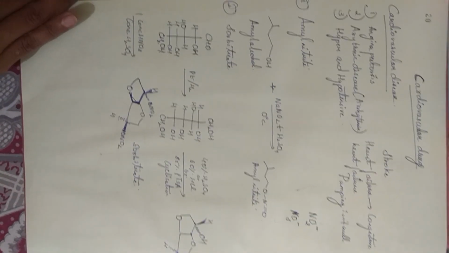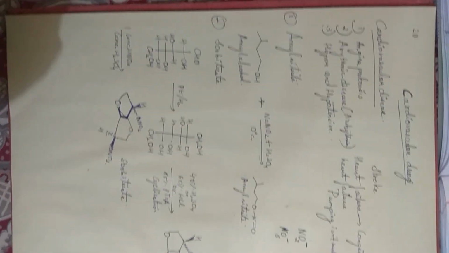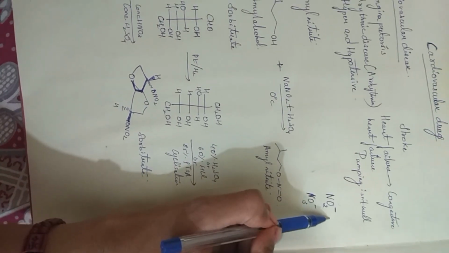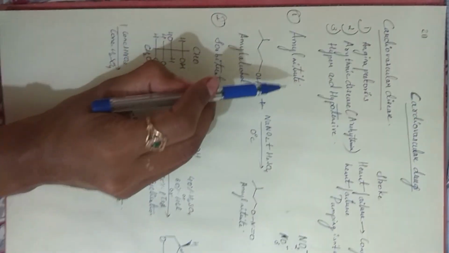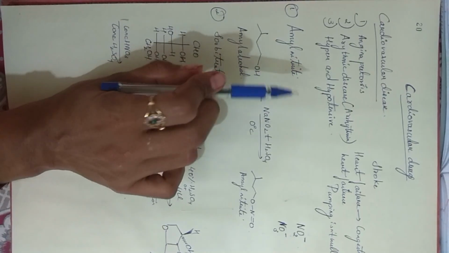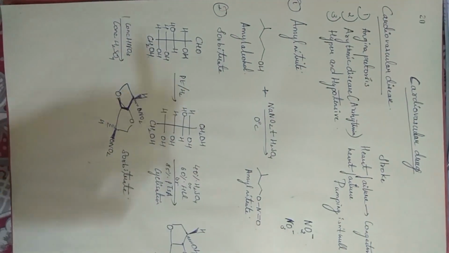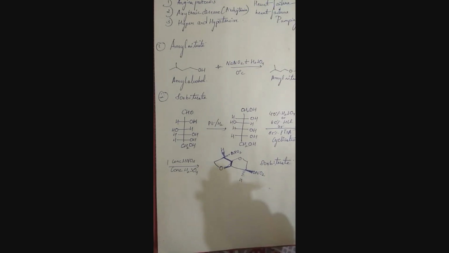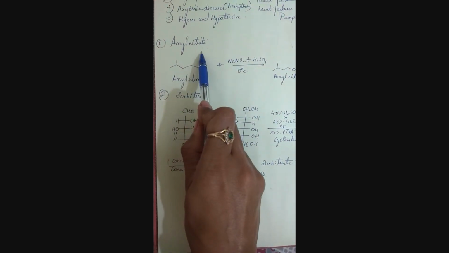First one, we're going to start with amyl nitrite. So this is a nitrite. Nitrite is NO2 minus. So how do we synthesize amyl nitrite? Okay, the first one which we are going to study is amyl nitrite. It's a nitrite. Nitrite is NO2 minus. And nitrate, that is N-I-T-R-A-T-E, is NO3 minus.